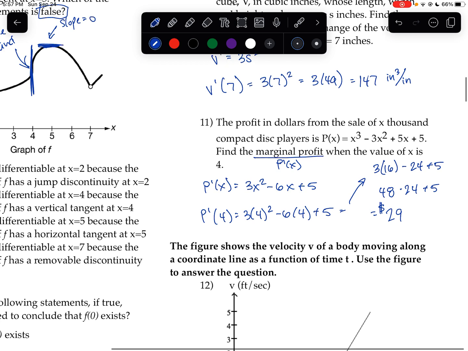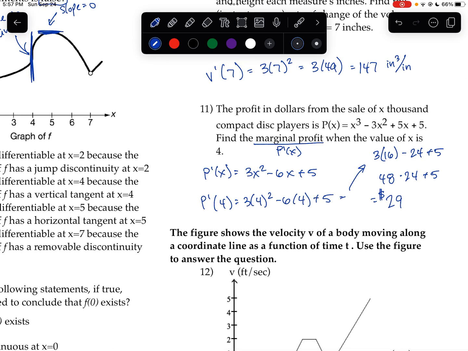$29. So that's the change in cost when the units is equal to 4.